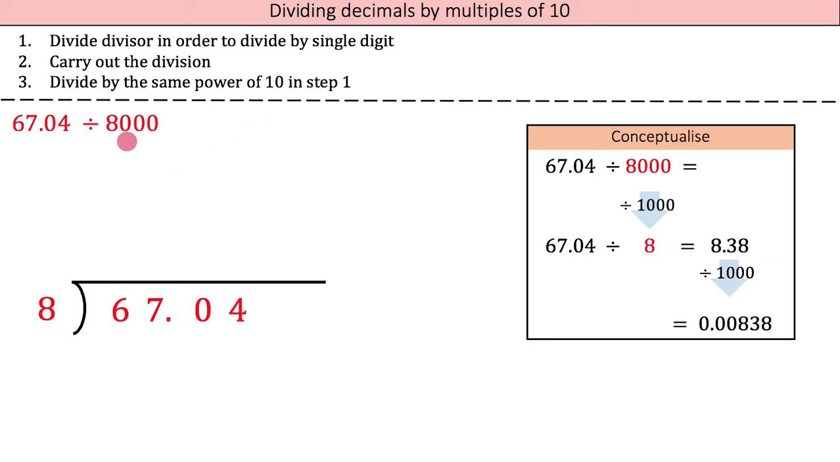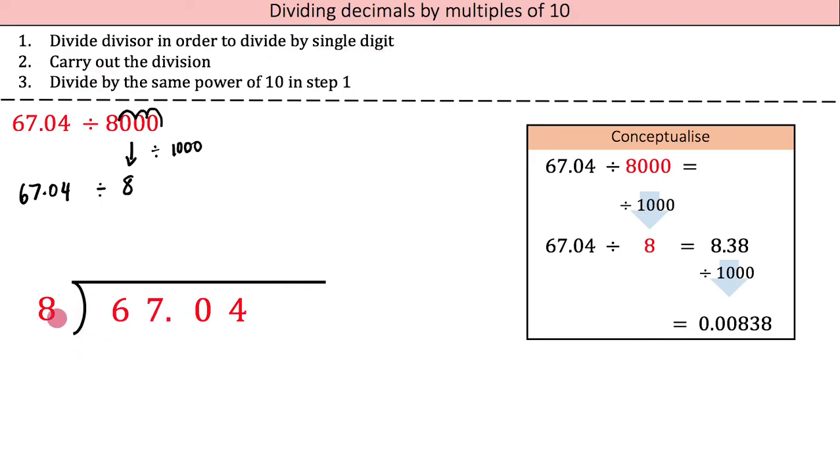Okay, so what we're going to do here is divide our divisor in order to divide by a single digit. So that means I'm going to take 8,000 and divide it by 1,000, because that's going to go 1, 2, 3. So now I have 8 here. I'm not going to change what my dividend is. It's going to stay like that. So now I'm going to perform my division like this. So notice, divide the divisor in order to divide by a single digit, then carry out the division. So now I've just written this down.